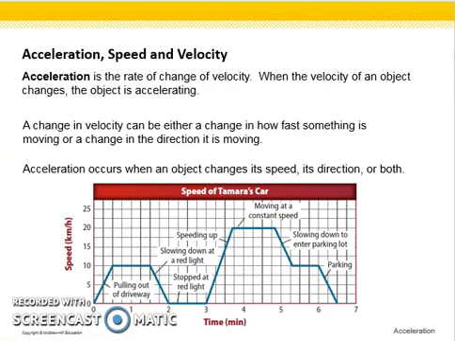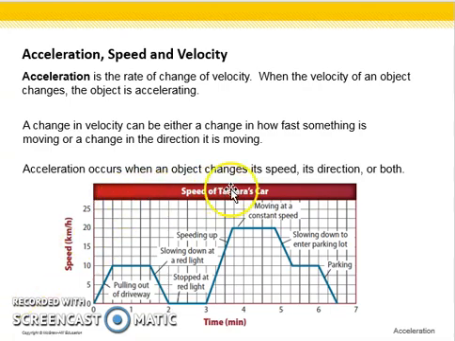So everything you see on the screen, both writing and graph, you will want to make sure that you copy it down exactly how you see it. So next bullet point, a change in velocity can be either a change in how fast something is moving or a change in the direction it is moving. Acceleration occurs when an object changes its speed, its direction, or both.